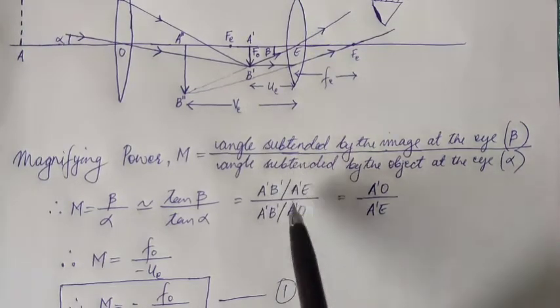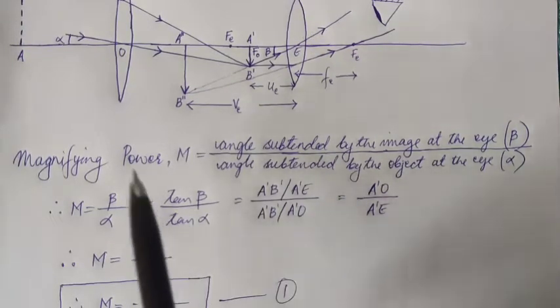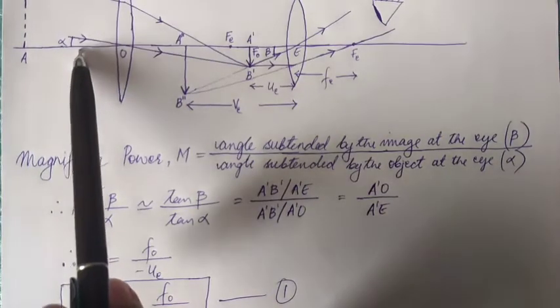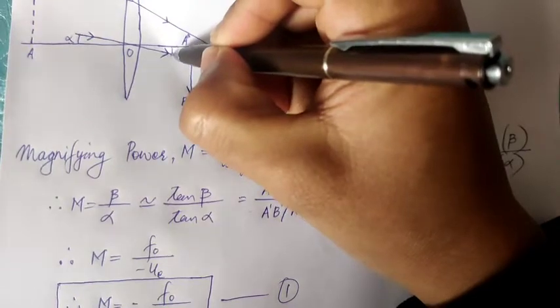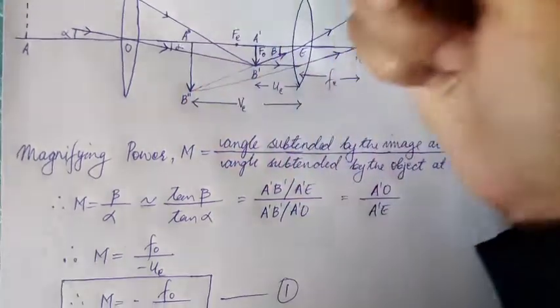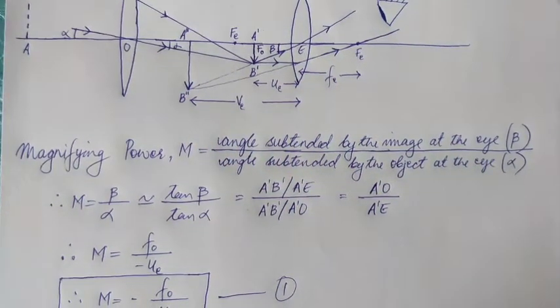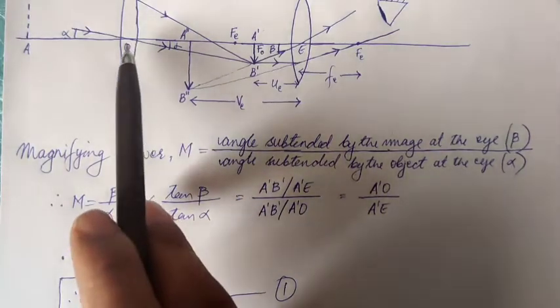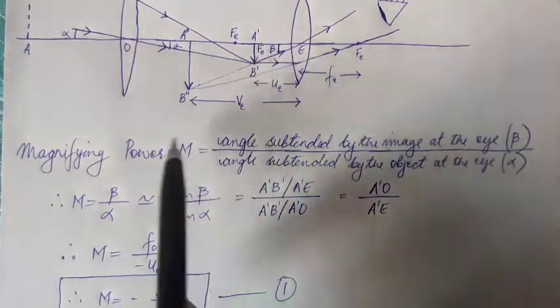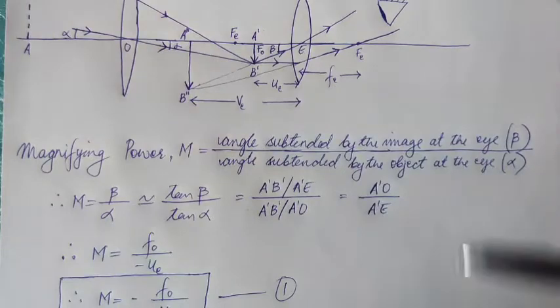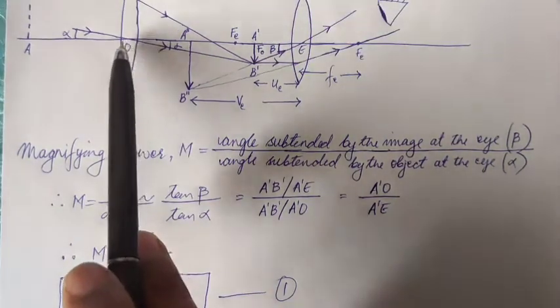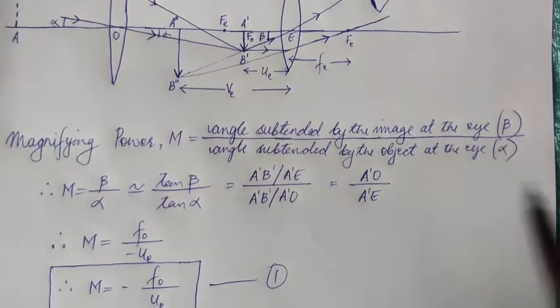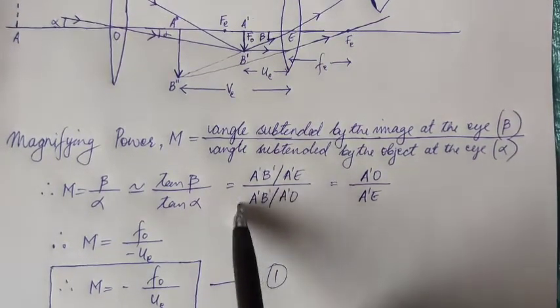So A'B' divided by A'E divided by... now since this angle is alpha, its vertically opposite angle will also be alpha. So this angle is also alpha. So from this right angle triangle OB'A', we can write tan alpha is the perpendicular A'B' divided by the base OA', or A'O. So that is what we have here.